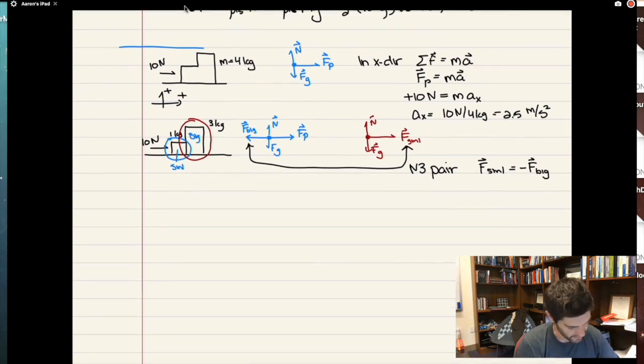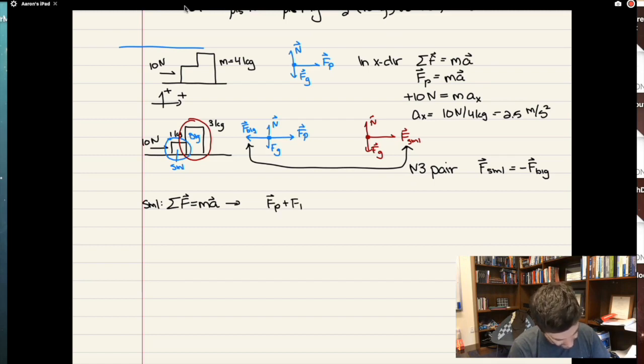All right, so now the question is, I can now do F equals ma. Let me first do it for the small block, and let's only look in the horizontal direction, because that's all that's going to matter right now. Looks like F push plus F big equals the mass of the small block times the acceleration of the small block.